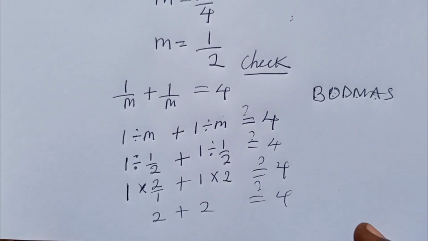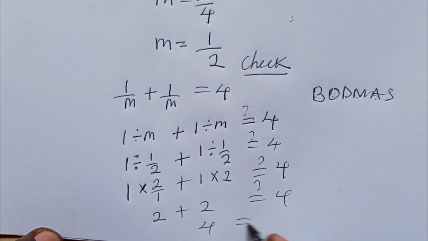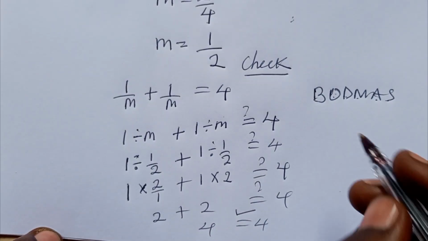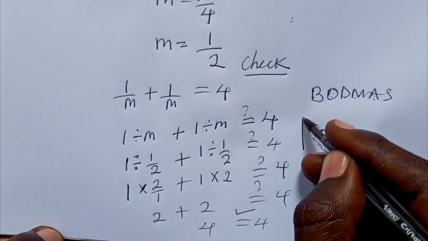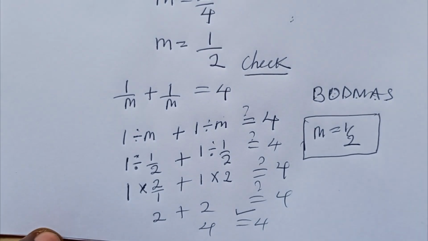And seeing this, you can see that 4 is equal to 4, which implies truly our m is equal to 1 over 2. So this is the correct value of our m. m is 1 over 2.